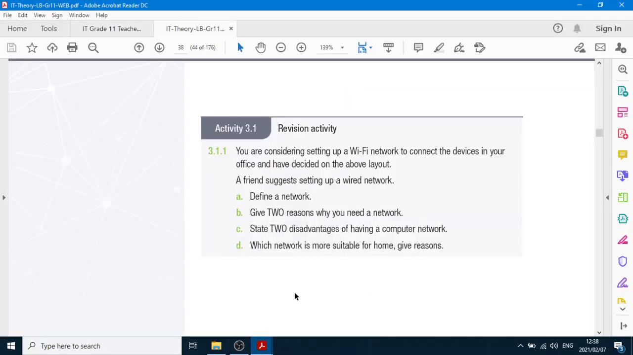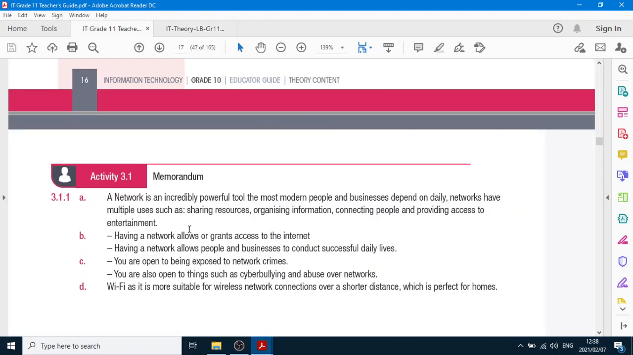Right, there was another question there. 2 reasons why you need a network. Grants access to the internet, allows business and people to conduct successful daily lives, and we know all the others. And I've just talked about the cyberbullying and the network crimes.